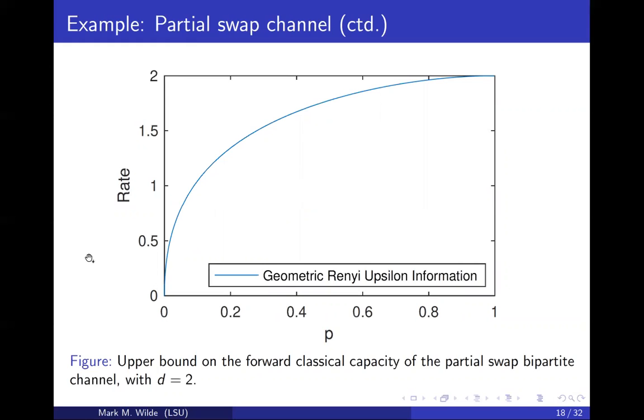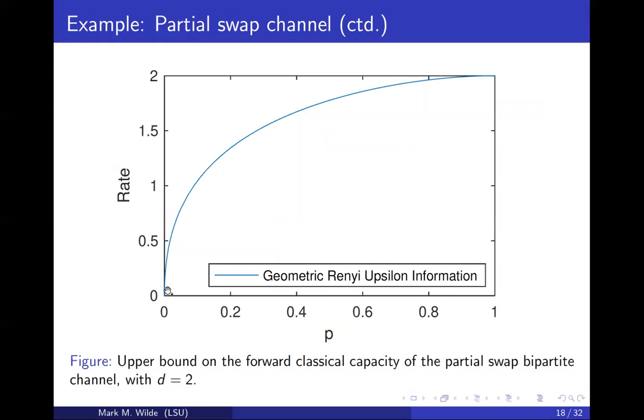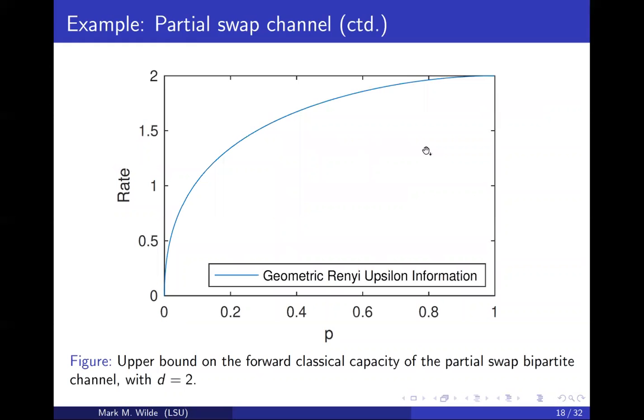If P equals 0, then the channel is a product, it's an identity channel, which is a product of local channels. And a product of local channels has no forward classical capacity. So the bound evaluates to 0 for that case, and it's consistent with what we'd expect. In the case that P equals 1, the channel is a full swap, okay? And the bound is actually tight in that case also. Remember, this is an upper bound.